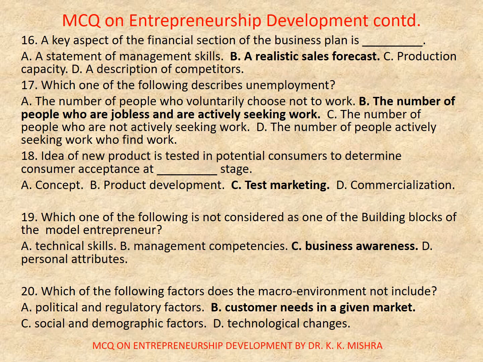Question number 20. Which of the following factors does the macro environment not include? Options are A, political and regulatory frameworks, B, customer needs in a given market, C, social and demographic factors, D, technological changes. So just remember PESTEL. Correct option is B, customer needs in a given market.